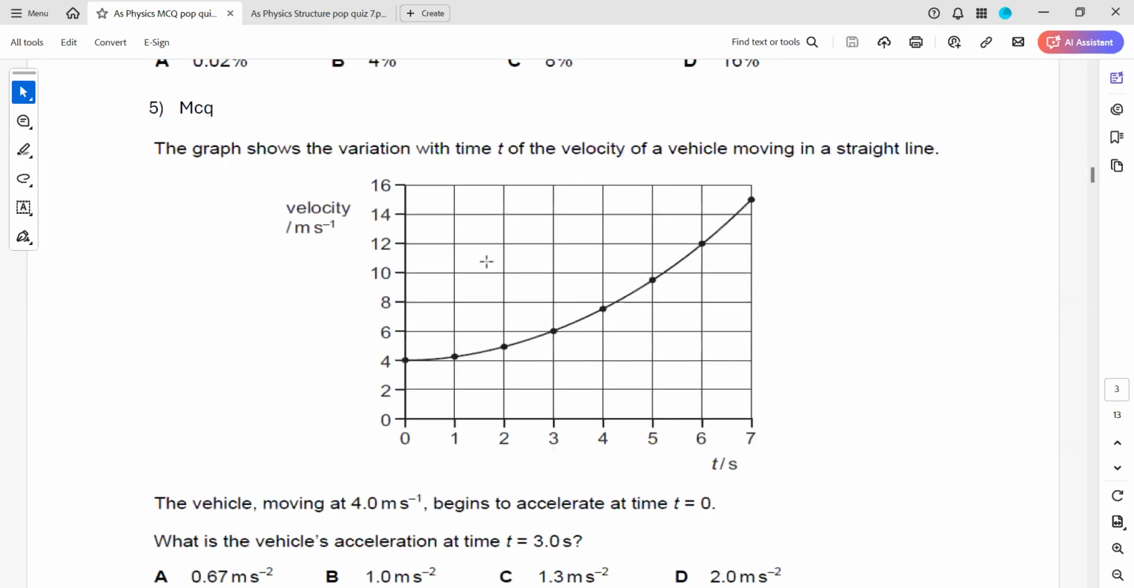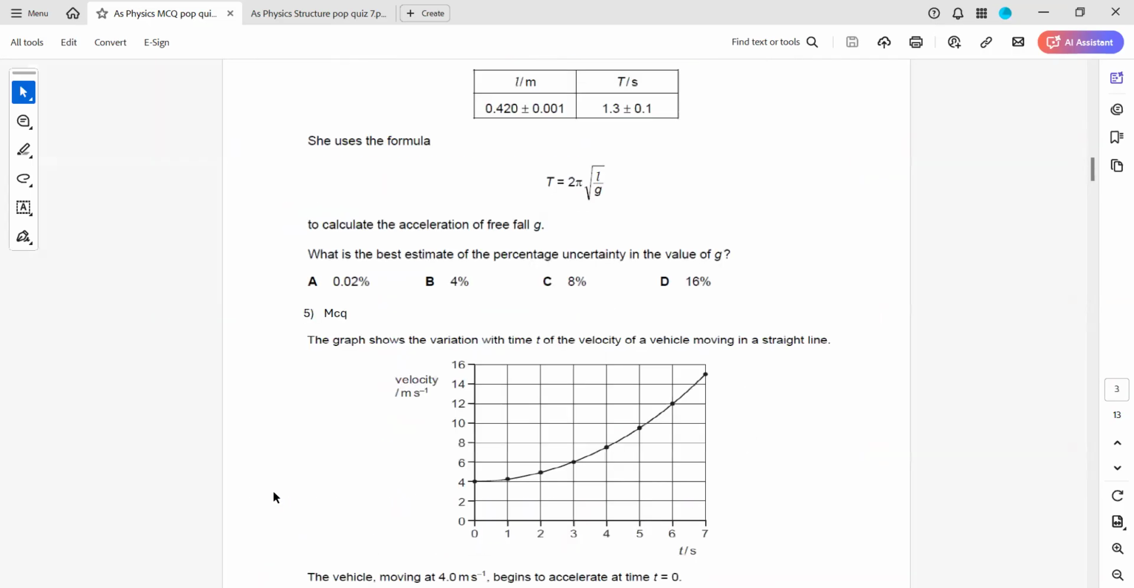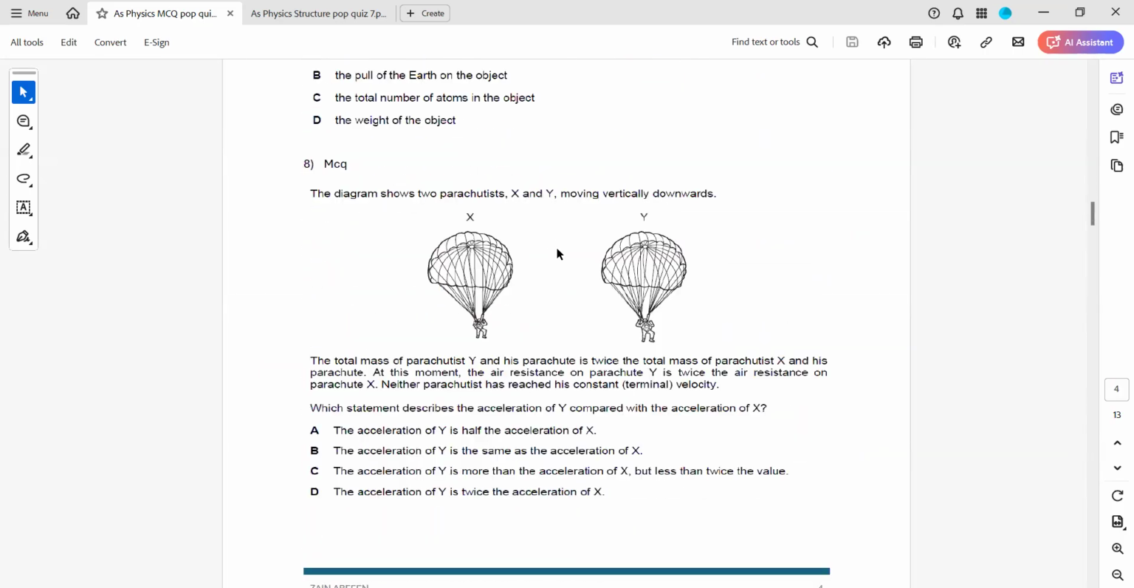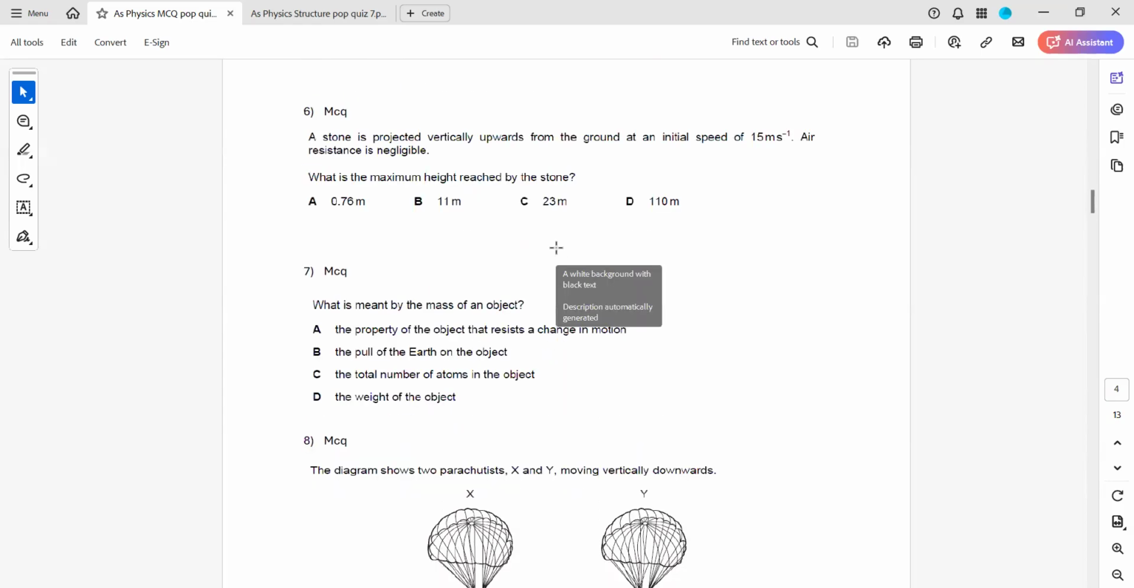Question 4, 5, any doubt? Question number 4 or 5, any doubt? Question 6, 7, or 8, any doubt? Question 6, 7, or 8? Question 8, okay.